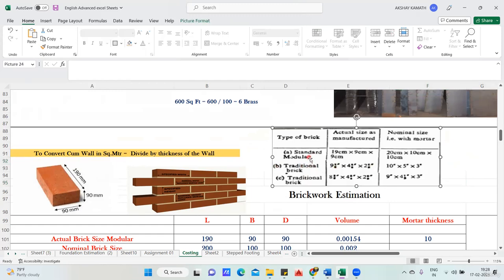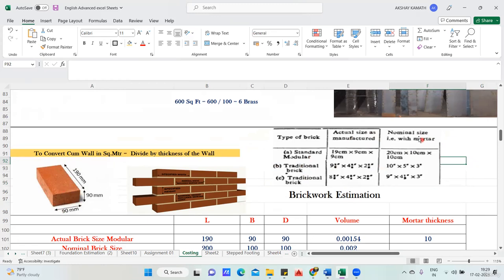The first one we call the actual size of a brick, and the second is the nominal size. Actual size means whatever is available in the market. The dimension of that is 190 mm is the length, 90 mm is the height, and the width of my brick is also 90 mm. So this is the actual size of a brick.